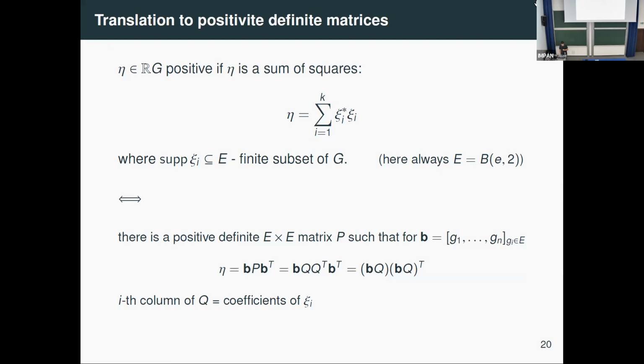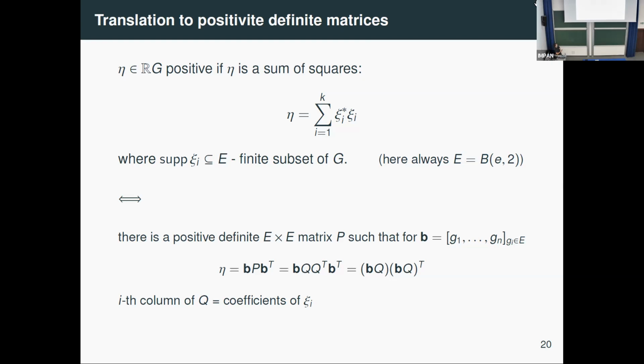Okay, so let's start with this sum of squares. If I have an element eta, which is a sum of squares, I would like to be able to translate it somehow. And so I'm going to assume there's a finite subset E such that all of these psi_i's are supported on it. In everything that I'll be doing later, this subset always will be the ball of radius 2 in the group.